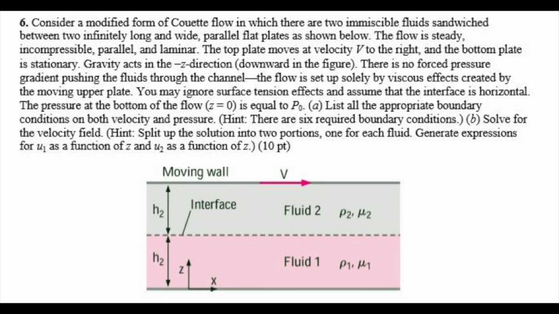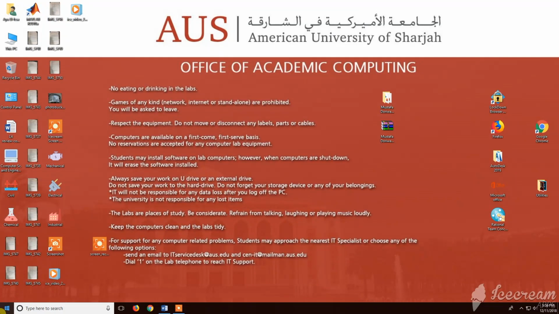For this project, we chose to solve for the velocity field of the modified Couette flow shown in the figure. We assume that the velocity of the moving wall is 20 meters per second, the height of the first fluid is 5 millimeters, and the height of the second fluid is 8 millimeters. The first step was to open the program.